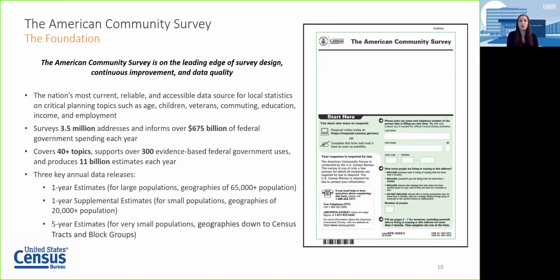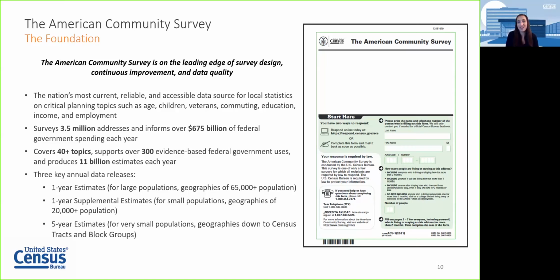The ACS samples approximately 3.5 million addresses each year. These data are collected continuously throughout the year to produce annual social, economic, housing, and demographic estimates. The data collected through ACS are used to inform the distribution of more than $675 billion of federal government spending each year. The ACS is designed to produce critical information on small areas and small population groups previously collected once every 10 years as part of the decennial census long form.